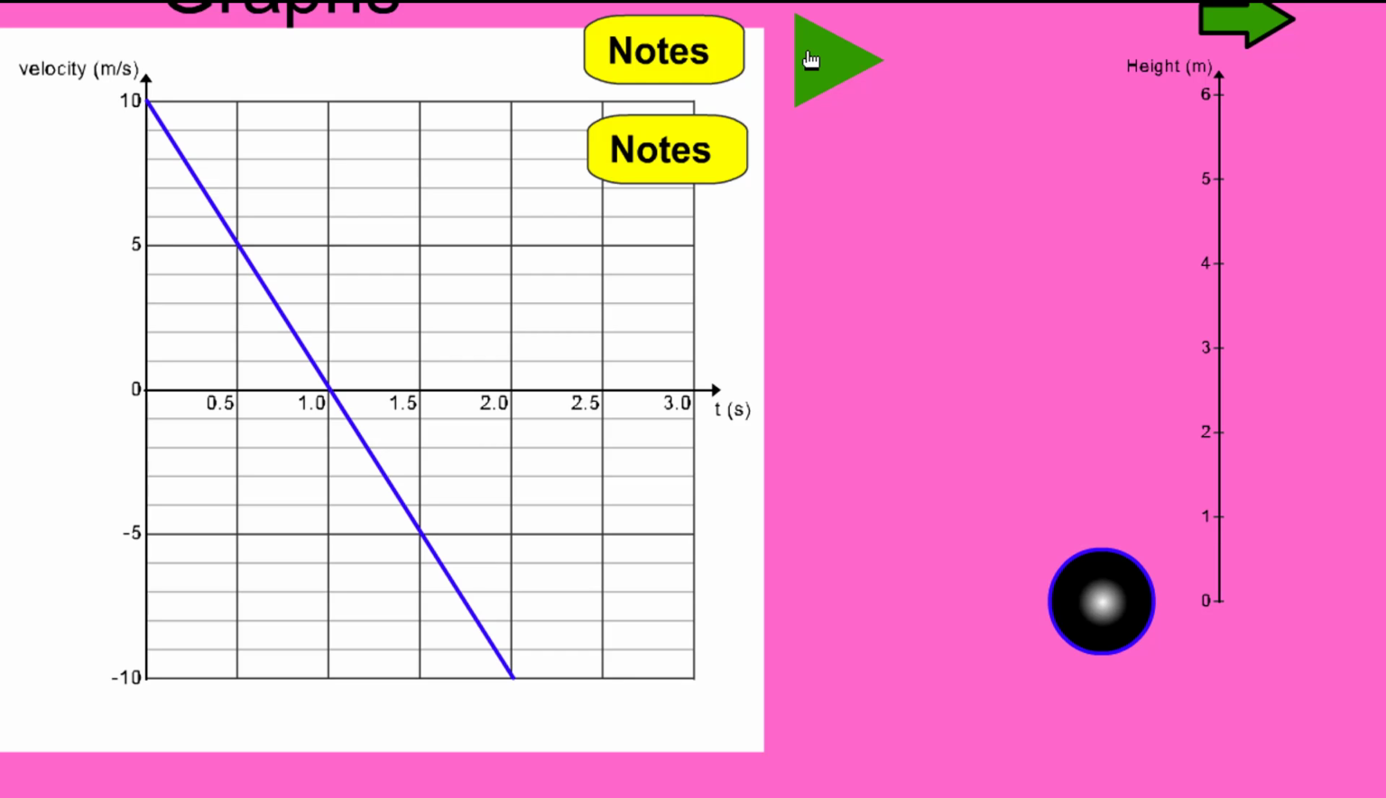After 1 second, the ball's velocity became 0. And after 1 second, the velocity started to increase on its way back down towards the ground. It landed, and its total displacement must therefore be 0.